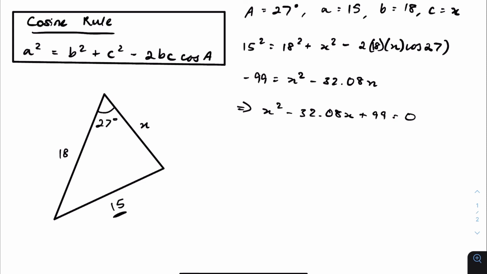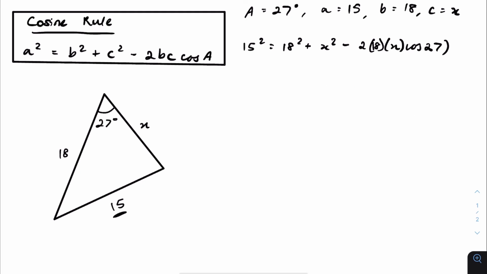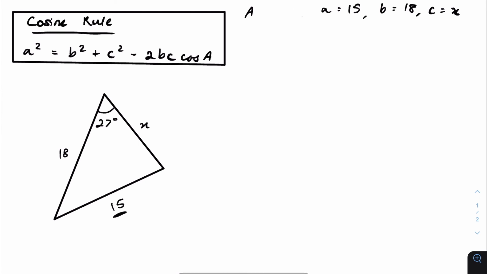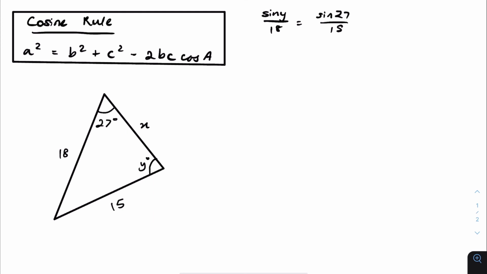But I feel like this is not the best method in my opinion, because you don't want to use quadratic formula for non-whole numbers. It's not very nice otherwise. So what we're going to do is actually do a two-step process. We're going to first use sine rule and then cosine rule. Sine rule as in because we have an angle on the opposite side, and we have another side length. So that means if this is, let's say, y degrees, we can find out what y is. So sine y over 18 would be equal to sine 27 over 15.